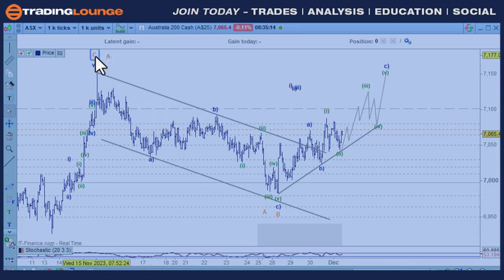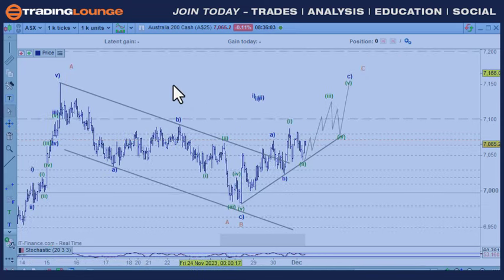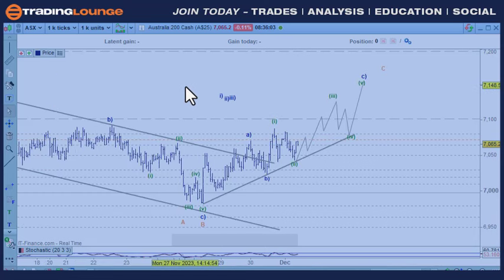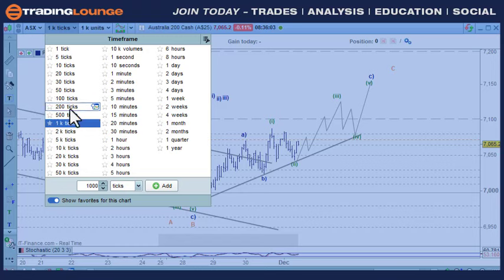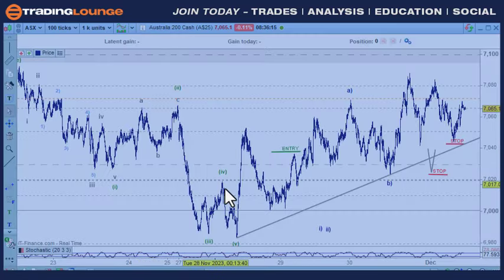Okay, so this C wave can come over to here for this. And we're also in a bigger triangle pattern here. I won't go into that at the moment, but a bit like the FTSE, but different. Same but different. Yeah, so we'll just go back to the 100 tick area here.